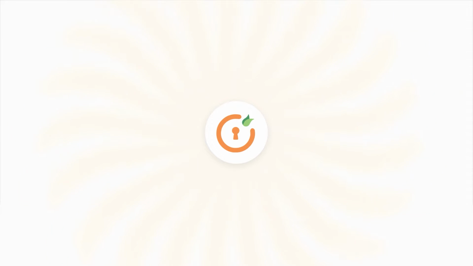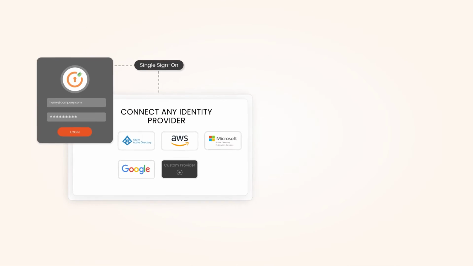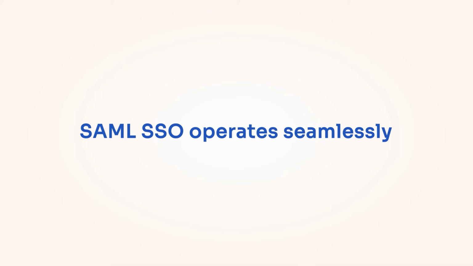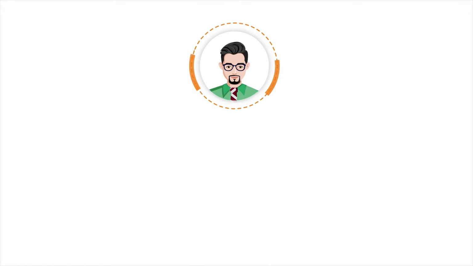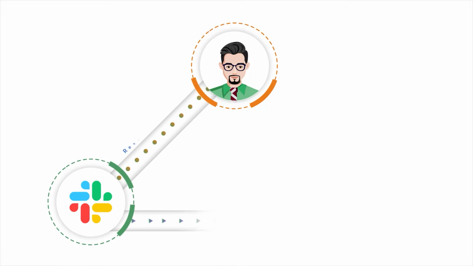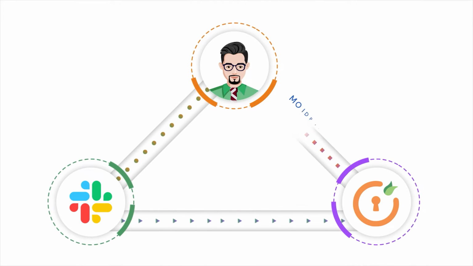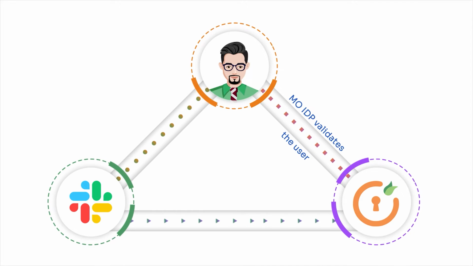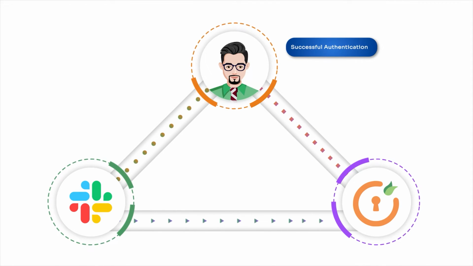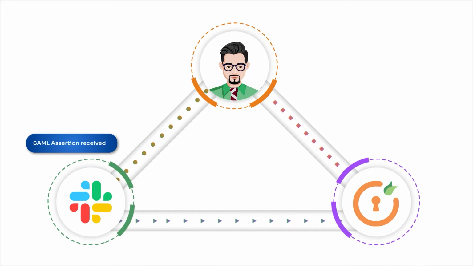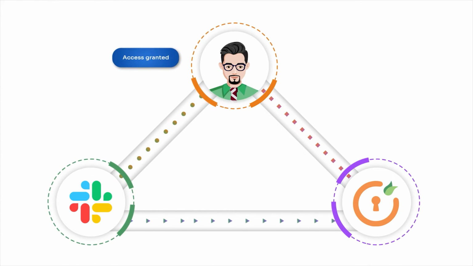Here, miniOrange, complemented by the robust SAML protocol, offers single sign-on, simplifying user access management while bolstering security. SAML SSO operates seamlessly. When a user seeks access to an application, the application requests authentication from the IDP, powered by miniOrange. The miniOrange IDP validates the user's identity and, upon successful authentication, sends a SAML assertion to the application, granting access without needing a separate login.